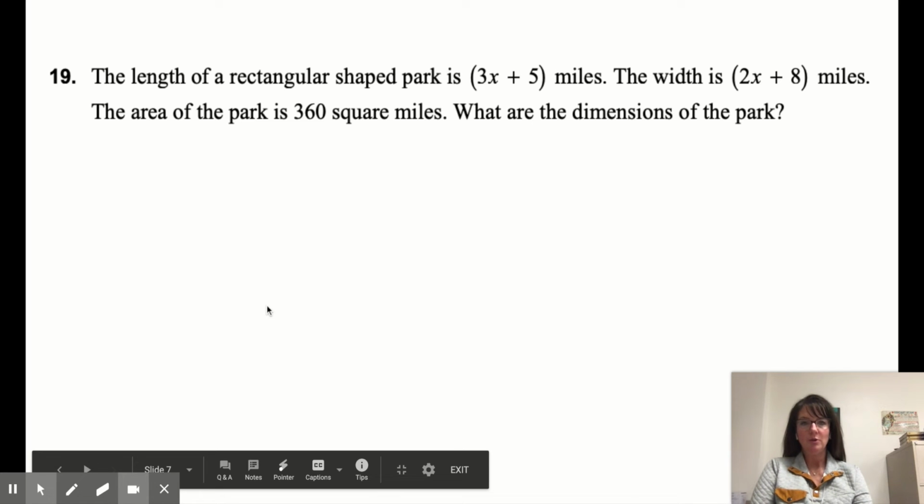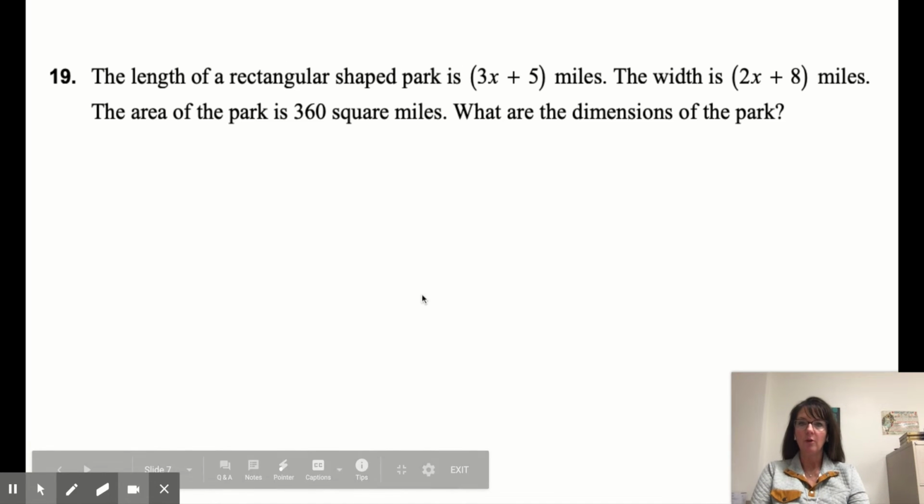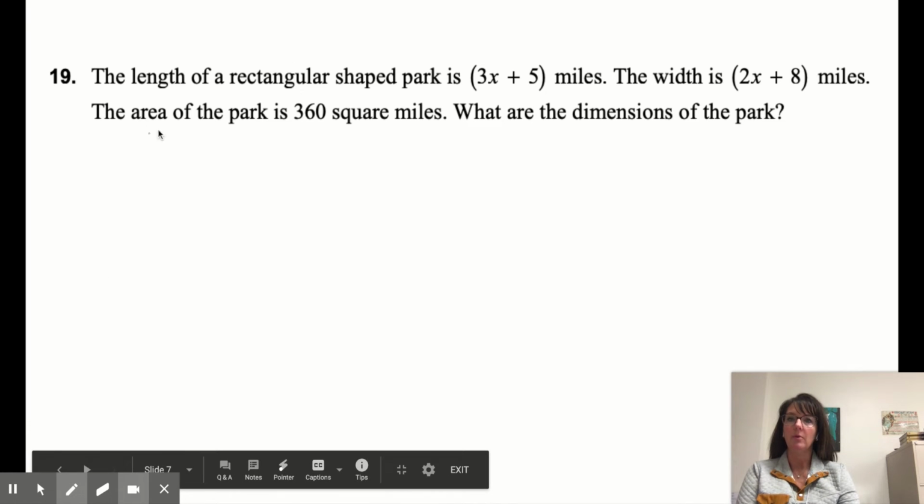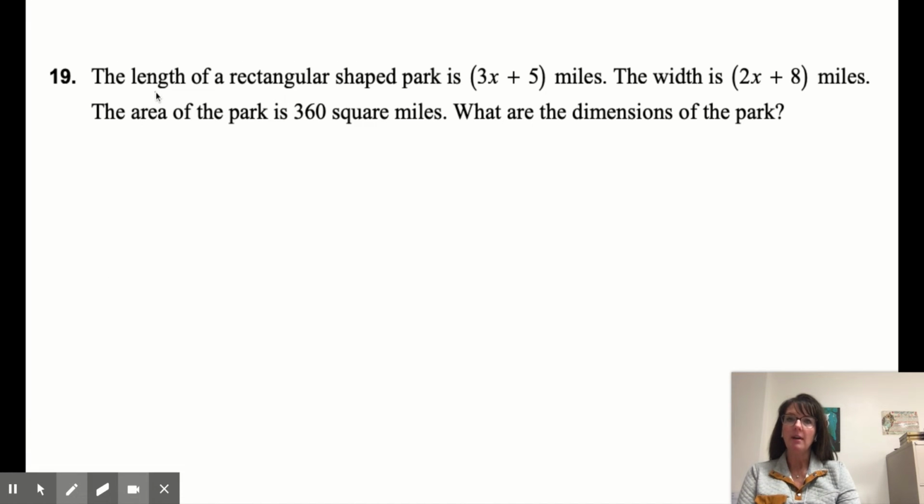Okay, we are going to do one word problem for a real life application of working with our polynomials. In this situation, the length of a rectangular shaped park is 3x plus 5. The width is 2x plus 8. The area of the park is 360 square miles, and we need to know the dimensions. So this is quite involved.